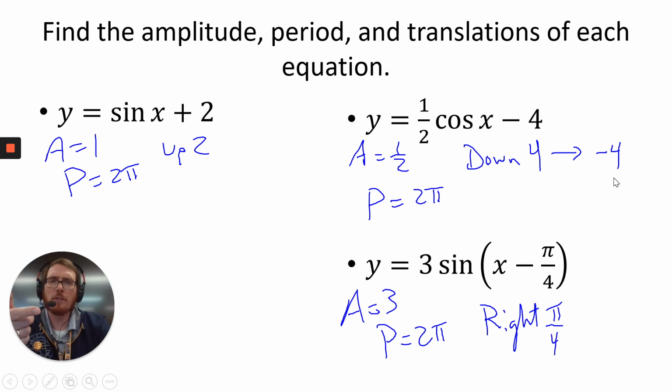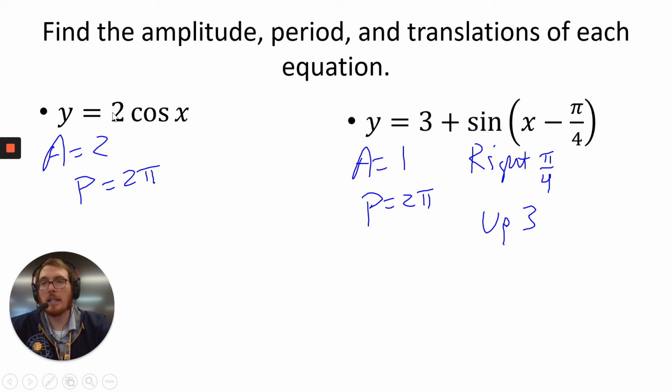And when you use your graphing utilities on your homework, you may have to plug that in as a vertical shift of -4. So that's why I'm writing both of these versions for you to look at for a vertical shift. This next one, the amplitude is 2, period is 2 pi. That one's pretty straightforward. There's no moving left or right or up or down.